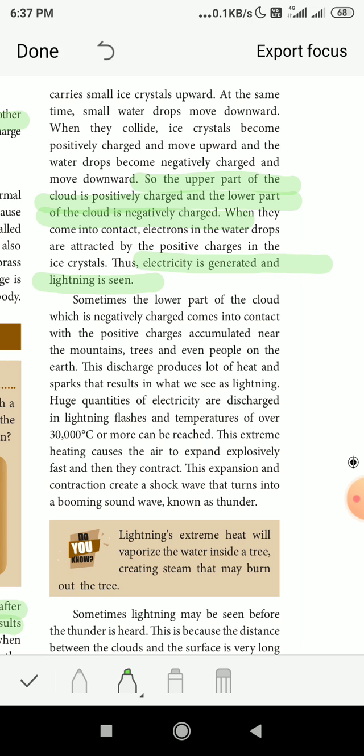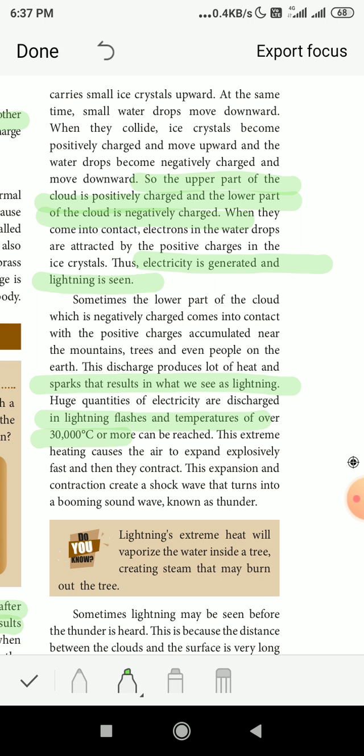Sometimes, the lower part of the cloud, which is negatively charged, comes in contact with the positive charges accumulated near the mountains, trees, and even people on the earth. This discharge produces a lot of heat and sparks that result in what we call lightning. Huge quantities of electricity are discharged in lightning flashes, and temperatures of 30,000 degrees Celsius or more can be reached. The extreme heating causes the air to expand explosively, and then it contracts.